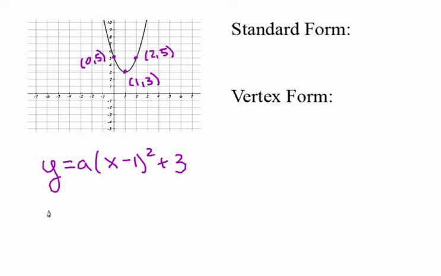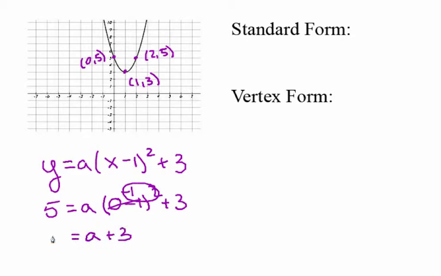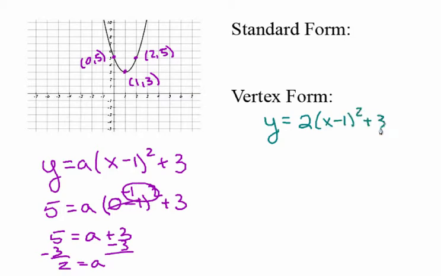So let's plug in the y-intercept 0, 5. 5 is the y value. a is the unknown we're looking for. The x value is 0. 0 minus 1 is negative 1. Negative 1 squared is positive 1. So this is 1a, or really just a, plus 3 is equal to 5. Subtracting 3 from both sides, we get that 2 is equal to a. So in vertex form, our answer is y equals 2 times x minus 1 squared plus 3.